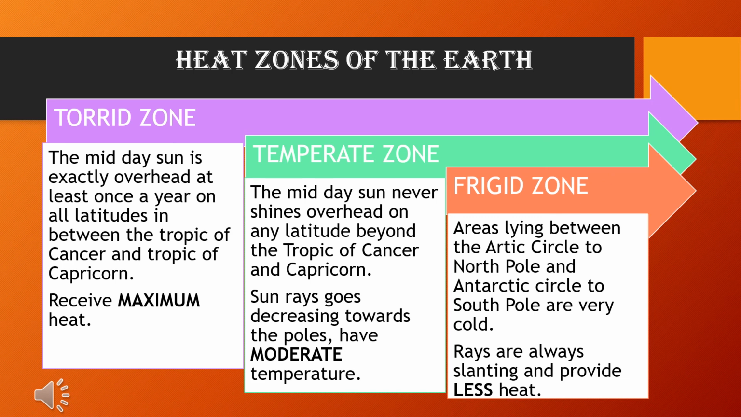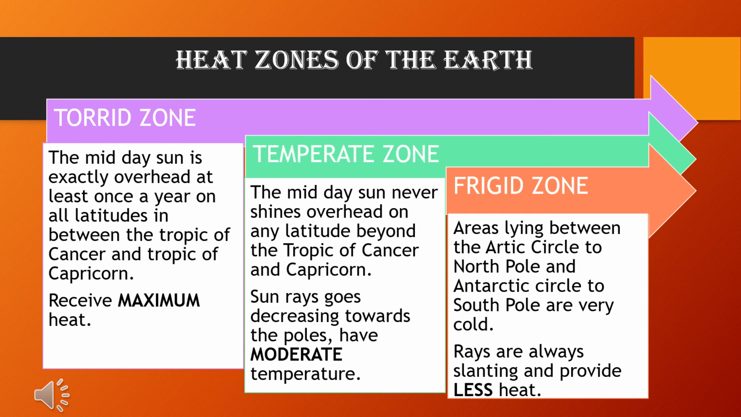Starting from the torrid zone, the midday sun is exactly overhead at least once a year on all latitudes in between the Tropic of Cancer and the Tropic of Capricorn. This area receives the maximum heat and is called the torrid zone. The midday sun never shines overhead on any latitude beyond the Tropic of Cancer and the Tropic of Capricorn. The angle of the sun's rays goes on decreasing towards the pole.